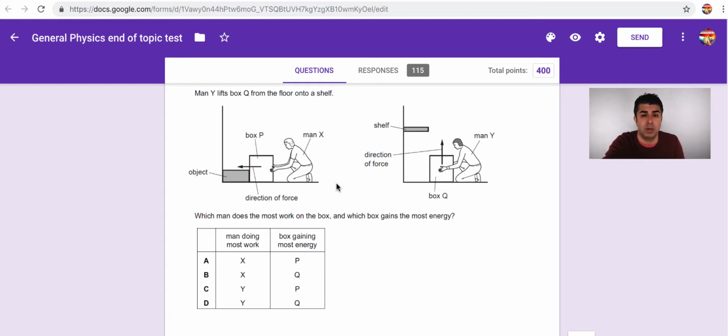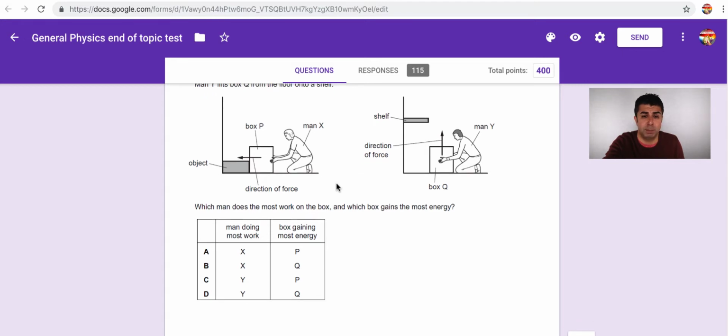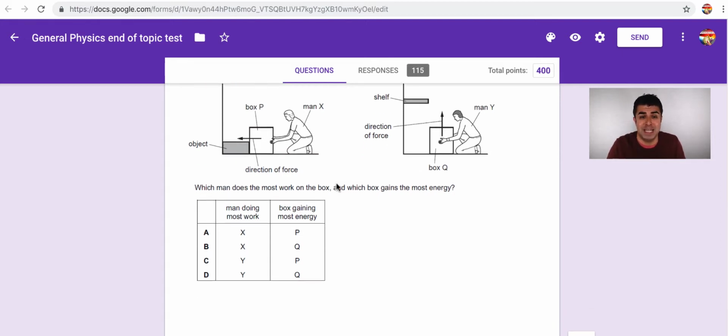So if you look at the man X pushing box P, well, he's not doing any work to the box because the box is not actually moving. Whereas man Y is lifting box Q, he is definitely lifting the box, so he's doing work on Q.